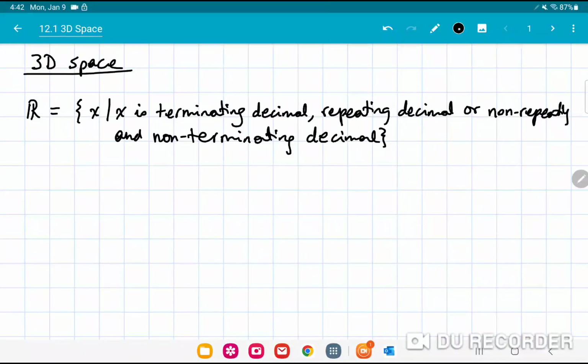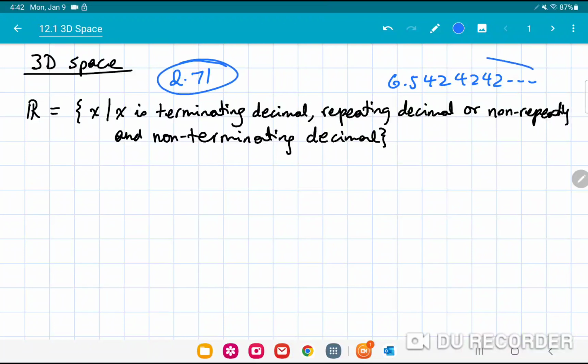Let me just give you a quick example of what I mean. A terminating decimal is something that looks like 2.7 or 2.71. A repeating decimal is something like 6.5424242. That's a repeating decimal. We can change this to a fraction of two integers. Okay? So these are rational numbers.